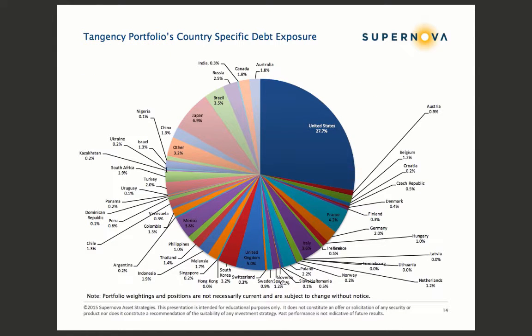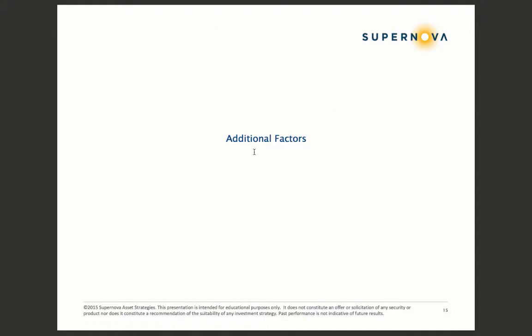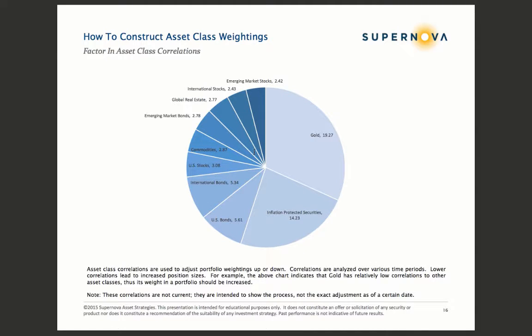And then we can take a more granular look at the country-level debt exposure of our tangency portfolio. For every single country here, the weightings are determined by math, science, and a process. None of this is a guess. There are a few additional factors we like to think about. One of the most important is correlation.